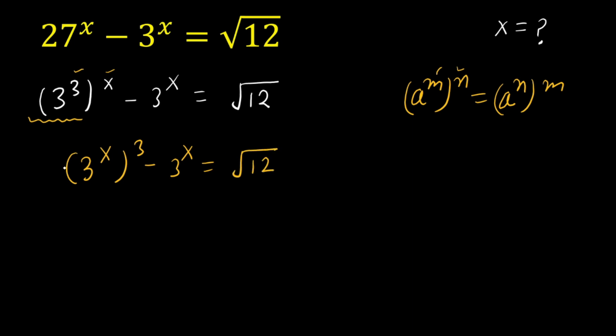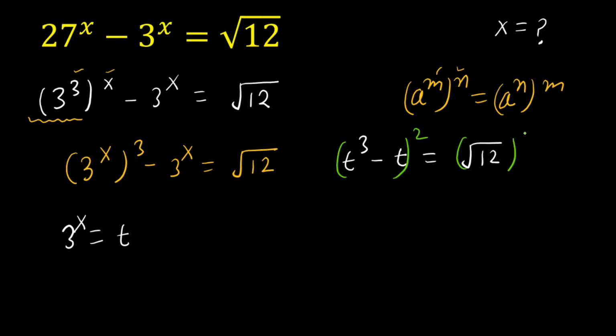Here we will apply my favorite method, that is substitution. If we substitute 3^x equal to t, then t^3 − t is equal to the square root of 12. Now look carefully, on the right-hand side we have a square root and we will eliminate it, so just take the square on both sides.